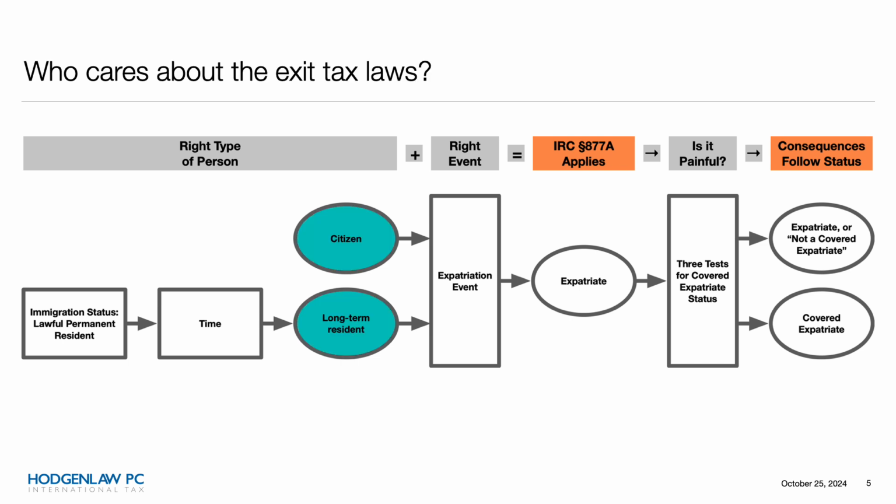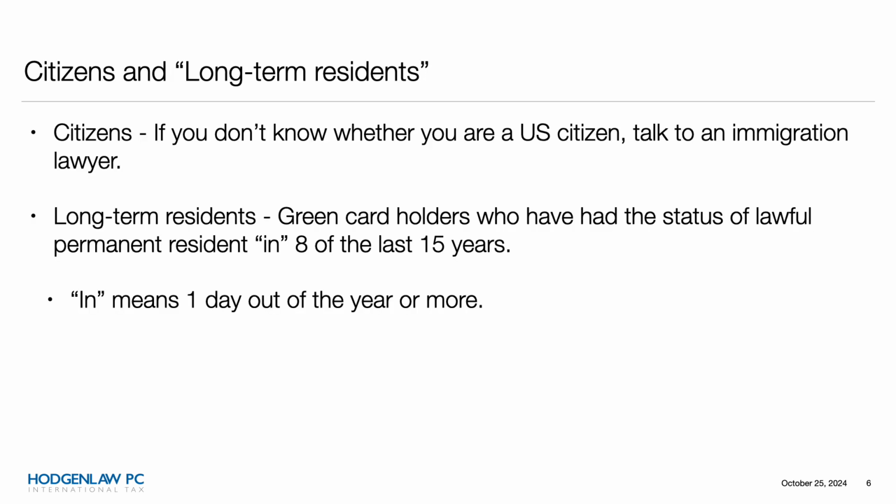But only citizens and what's called a long-term resident need to worry about these rules. Any other type of status, and you can't be an expatriate. Citizens of the United States: typically, you know if you're a citizen, and if you don't know, you should talk to an immigration lawyer.